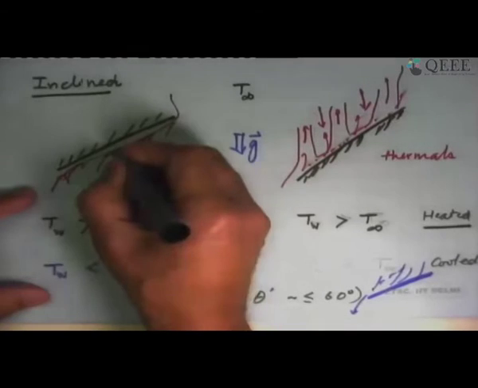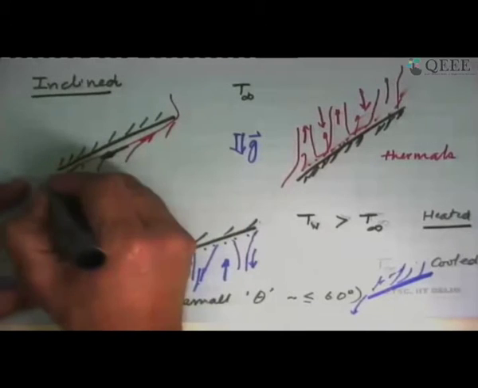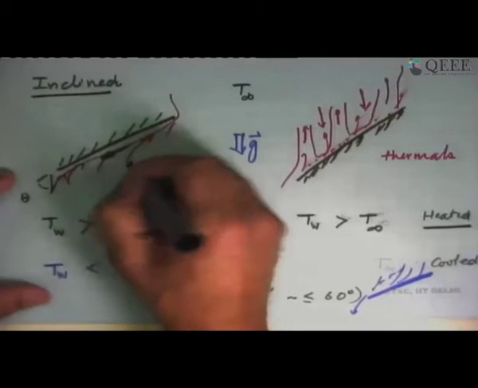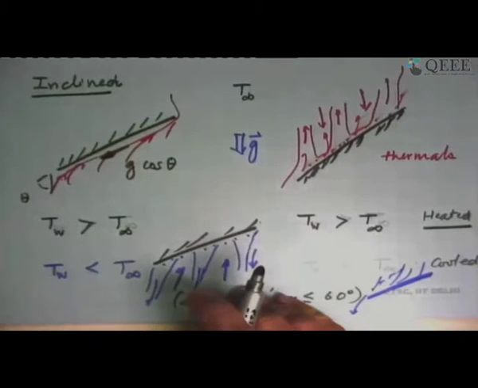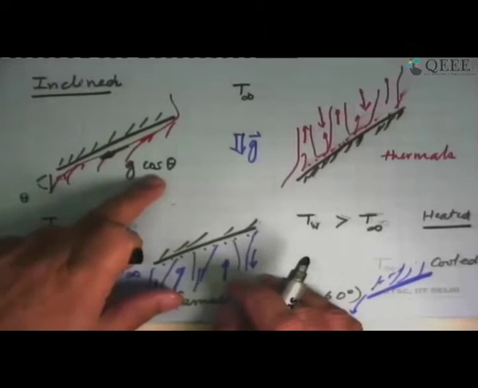And the deviation is taken care of by the fact that the force that is going along the plate, if this is theta, this is g cos theta. So as a first approximation, we can use the vertical plate correlation, replace g by g cos theta, and get the same solution. Obviously this approximation is good if theta is not too large.